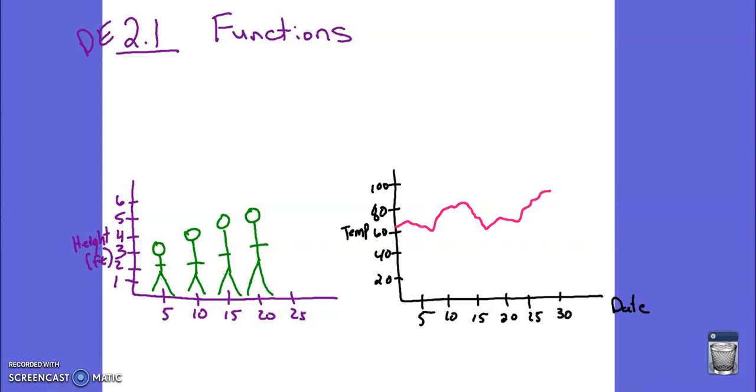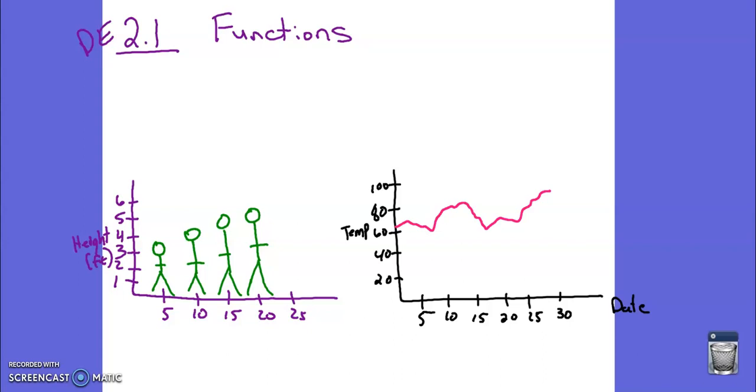This is 2.1 dealing with the topic of functions. In real life, we always talk about things that depend on one another, where one thing depends on the next, whatever it is. It could be weather, it could be height, it could be whatever it is.